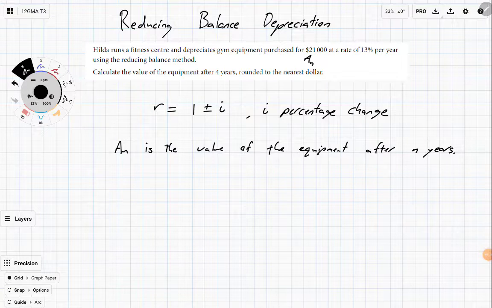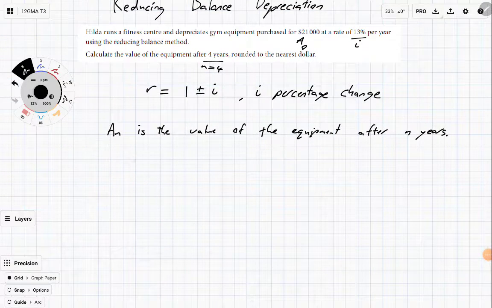But we also know that this is going to be A0. That's our initial term. This is our I, so it's related to our R. And we're interested after 4 years, so N equals 4. So AN is equal to A0 R to the N. That's using the nth version, the T0 version.